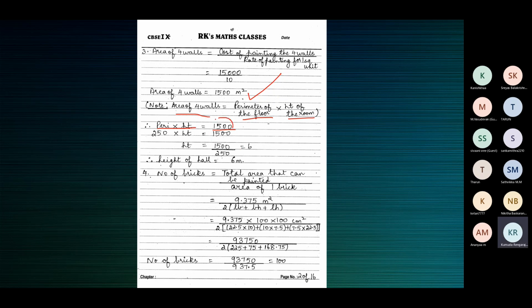What is 1,500? The curved surface area. And how do you find the curved surface area? Perimeter into height. CSA is 1,500 because area of 4 walls is CSA. Perimeter is given, 250, into height, which we don't know, is 1,500. Everything should be in the same unit. That is, area is in meters square and perimeter should be in meters. Perimeter cannot be in meter square. So you'll get the height of the room in meters.